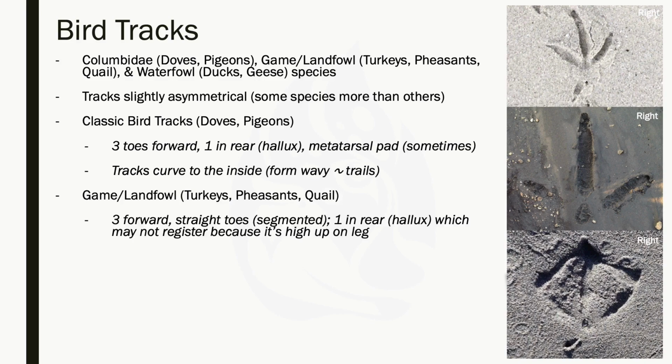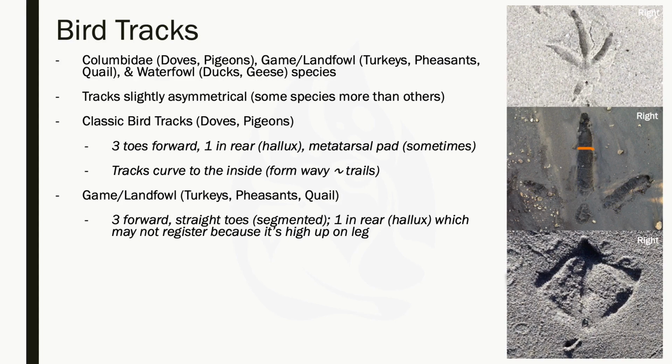The next track down below is a game and landfowl track, okay? And again, these are your turkeys, your pheasants, or your quail. And they also have 3 forward straight toes, and we can see those outlined here. Almost always, you'll see all 3 of them register. They do have a hallux, but in many cases it doesn't register. And again, that's a rear toe, which would be underneath and facing to the bottom. The reason for that is because it's high up on the leg, so it doesn't always register.